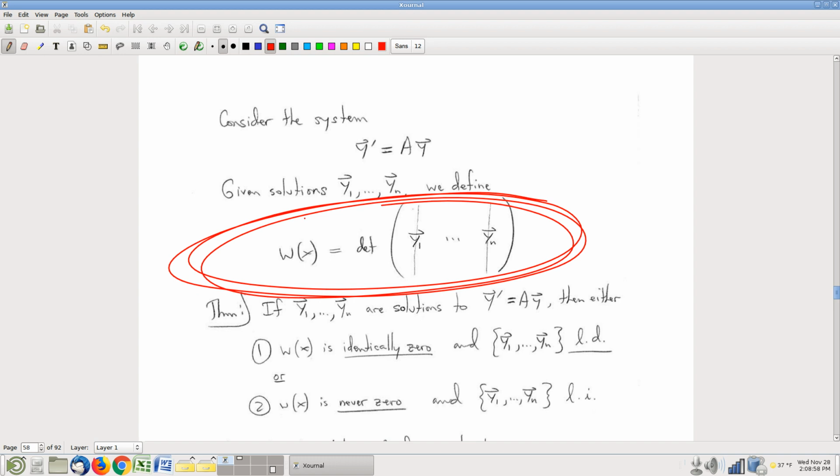And this is what we're going to use in Chapter 6. That's the Wronskian that works. And there's some other really nice features of this Wronskian.